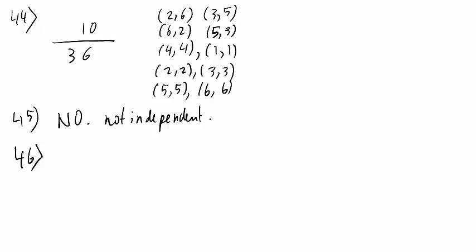Two events are mutually exclusive if they cannot happen at the same time. Two events are independent if the occurrence of one event does not affect the probability of the occurrence of the other event. So we just use independent here again.